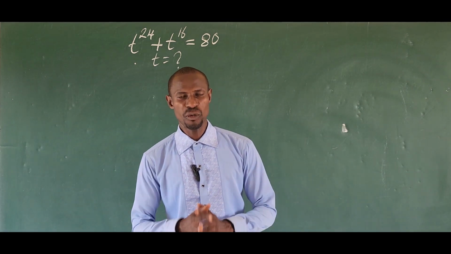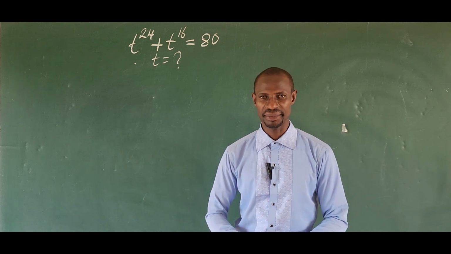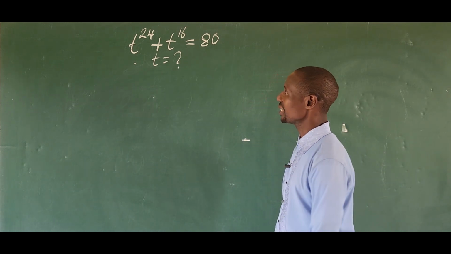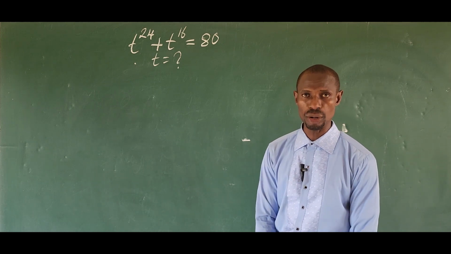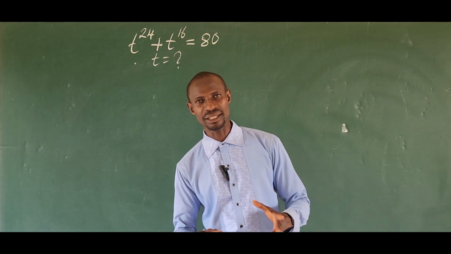Hi everyone, we have another beautiful polynomial equation before us. How do we solve this? Look at the question. The question is t to the power of 24 plus t to the power of 16 equals 80. What is the value of t?